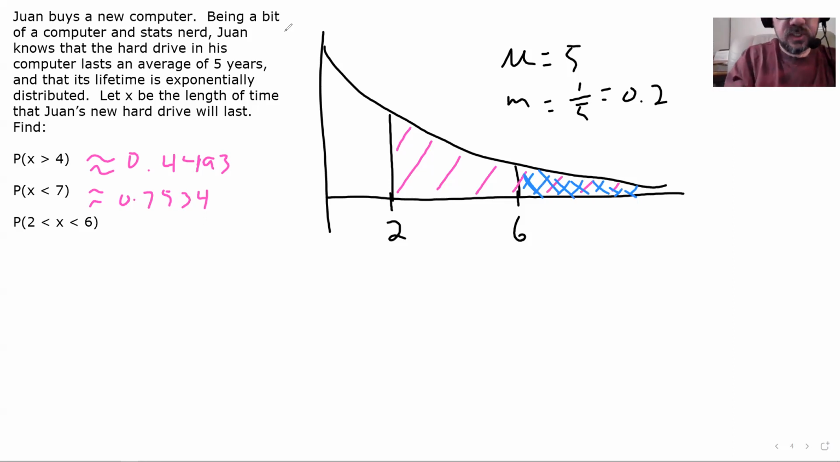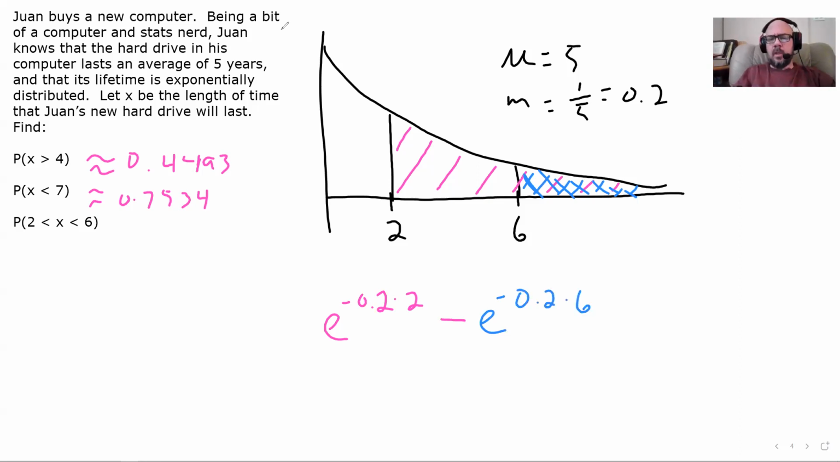So the area that we're left with there is going to be e to the minus mk. So in this case, k is 2, right? So we're going to go e to the minus 0.2 times 2. And then we're going to subtract the blue area there, which is e to the minus 0.2 times 6. And so that's what we're going to do. I'm going to just type that into the calculator and see what we get.